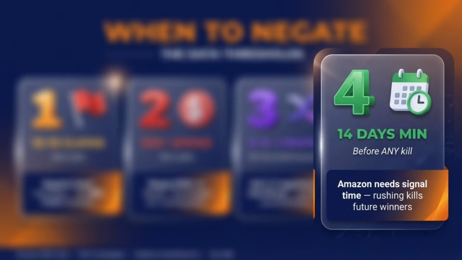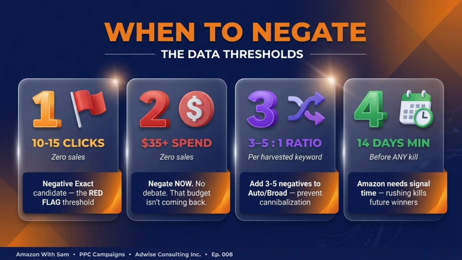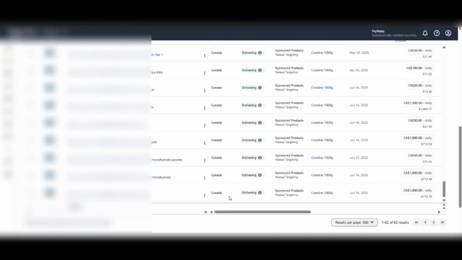And one more thing, wait 14 days minimum before killing anything. Amazon needs 14 days of signal to know if a term will ever convert. Rushing to negate on day 3 is how you nuke winners that just hadn't converted yet. Now let me show you where to add negatives inside a live campaign. Two clicks and you're there.